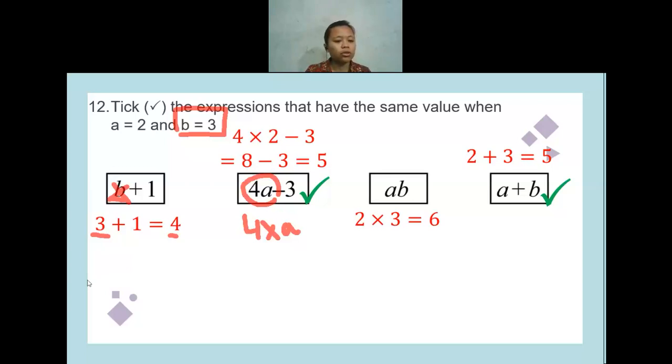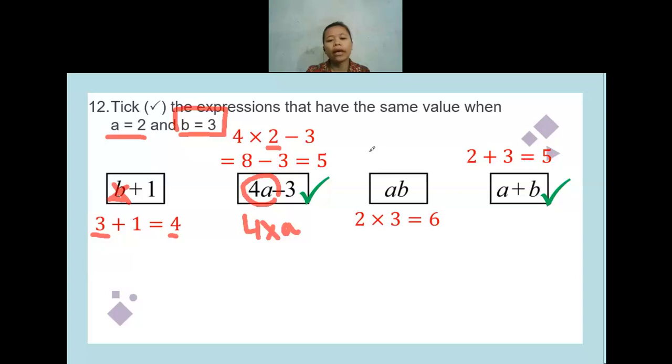Okay. So for the 4a, the a we will replace with 2. 4 times 2. For a minus 3, so 4 times 2 minus 3. We replace all the letters with the given value. In here, we multiply first before subtracting. So 4 times 2 will be equal to 8. 8 minus 3 will be equal to 5.